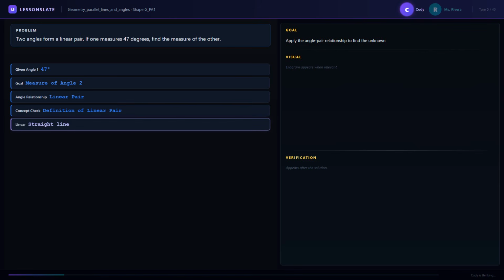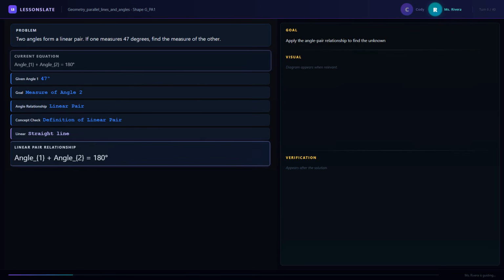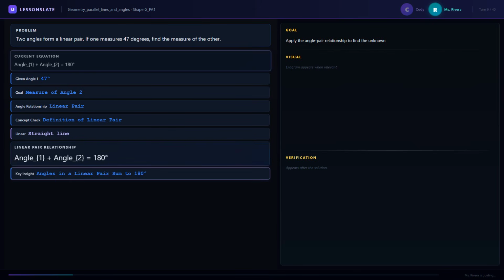Linear makes me think of a straight line. Like if angles are on a straight line, they usually add up to 180 degrees, right? Is that what a linear pair is supposed to be about? You've absolutely hit on the key insight, Cody. Yes, linear directly relates to a straight line. A linear pair consists of two adjacent angles that, when combined, form a straight line, meaning their measures always sum to exactly 180 degrees. That's the whole connection.